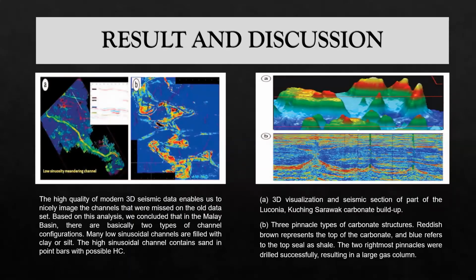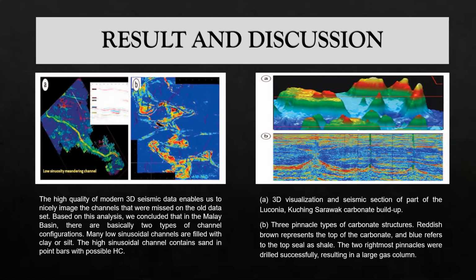For result and discussion, the high quality of modern 3D seismic data enables us to nicely image the channels that were missed on the old data set. Based on this analysis, we concluded that in the Malay Basin, there are basically two types of channel configurations. Many low sinuosity channels are filled with clay or silt. The high sinuosity channel contains sand in point bars with possible HC.